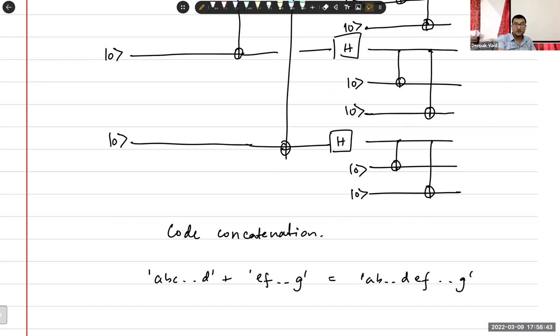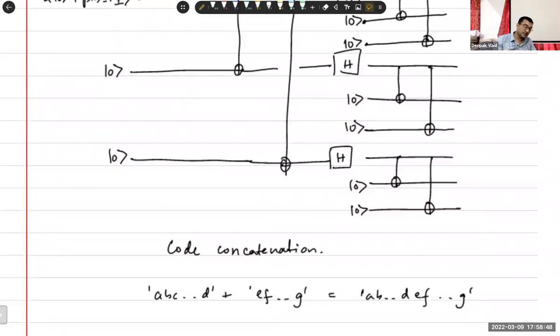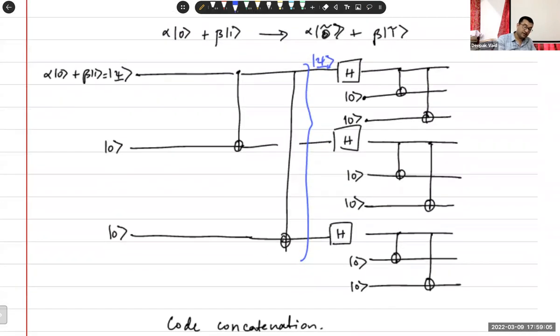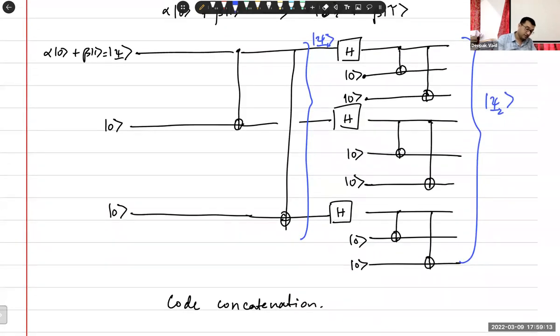now let's try to see what happens once again to this circuit. As you come out of the first two C naught gates, let's say you end up with psi 1 over here, and then we'll call whatever you get out here psi 2. So psi 1, of course, we know what that is. That's alpha 0, 0, 0, beta 1, 1, 1.